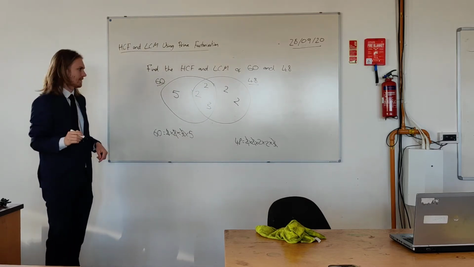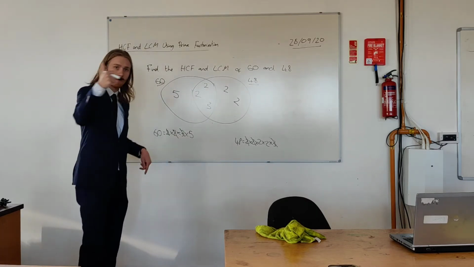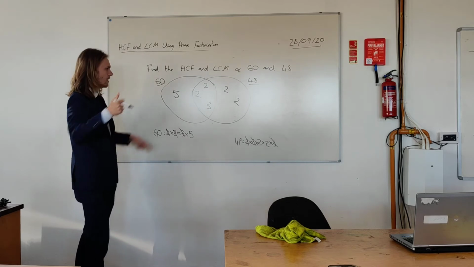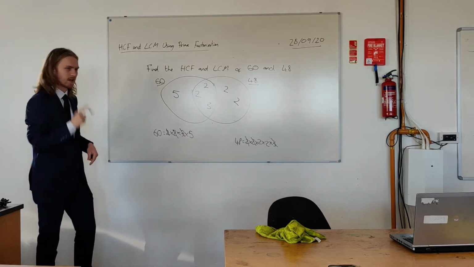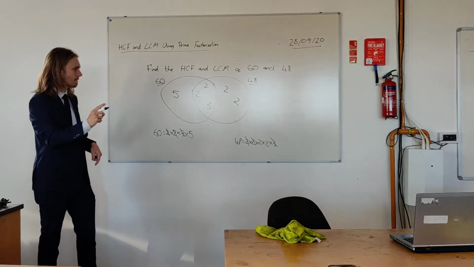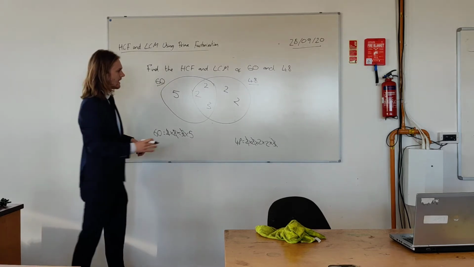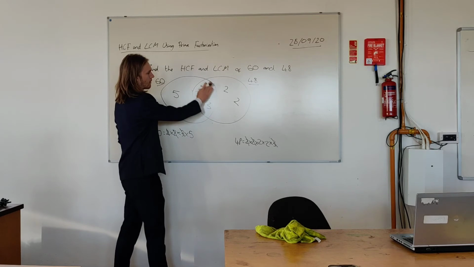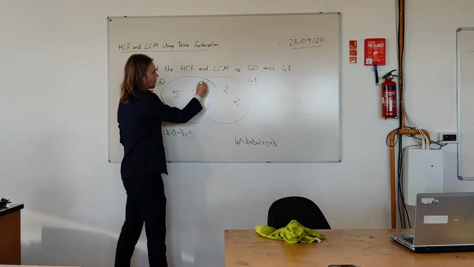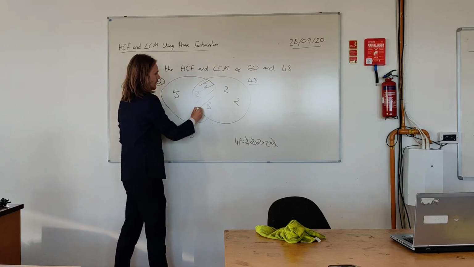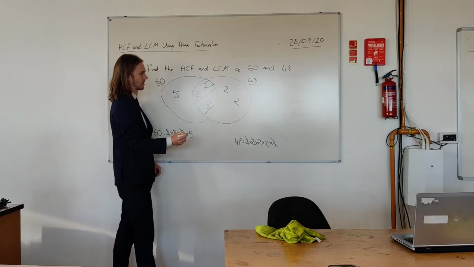Now is the fancy bit. Okay, this might seem a bit strange. We've all done prime factor decomposition. I think we can probably do the Venn diagram bit. So there's just one more bit. The highest common factor is just the combination of all the numbers in the middle section.